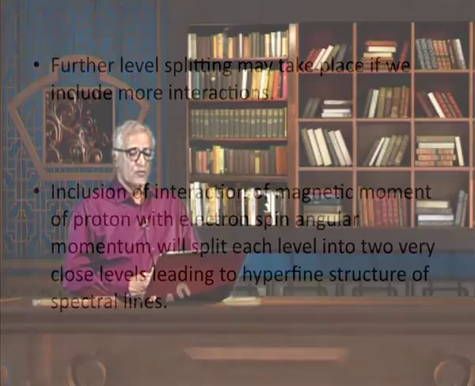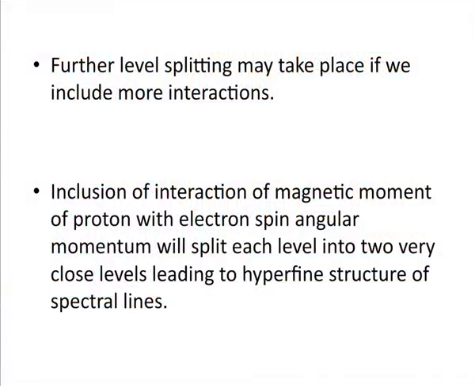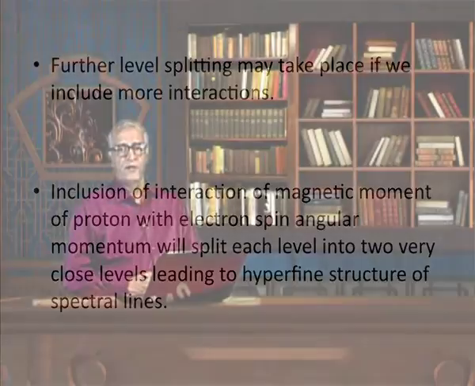Inclusion of interaction of magnetic moment of proton with electron spin angular momentum will split each level into two very close levels, leading to hyperfine structure of spectral lines. Now, you see here an electron interacting with the magnetic moment of proton, and this interaction will split lines, though this splitting is small. So, it is called hyperfine structure of spectral lines.